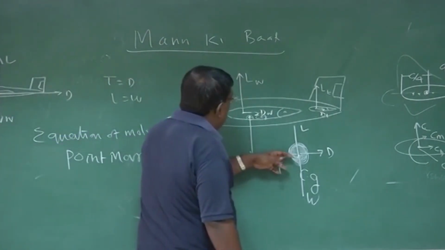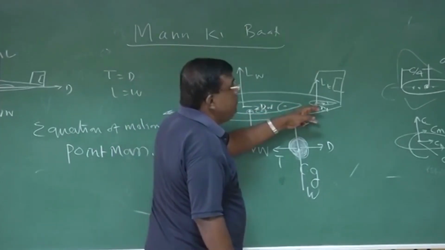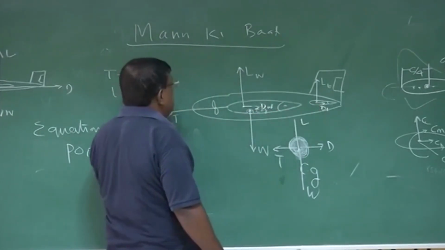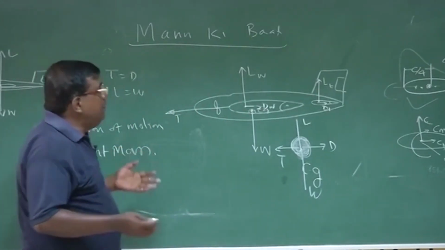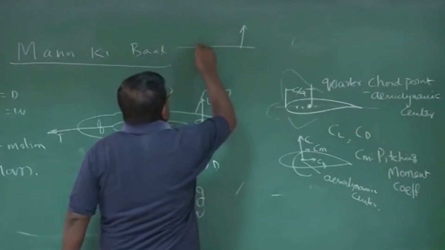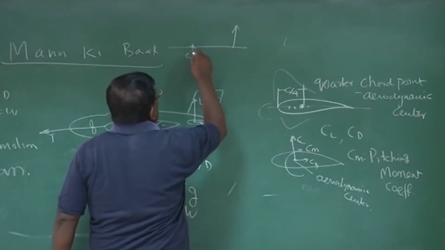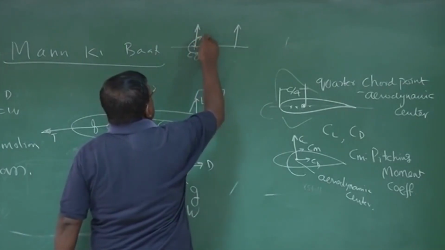But I know in reality lift is not acting at CG, this lift is not acting at CG, this thrust is not passing through CG. So what is done? Very simple. If I have a force here, if I know this is the CG or any other point, I can transfer this force here and a moment.